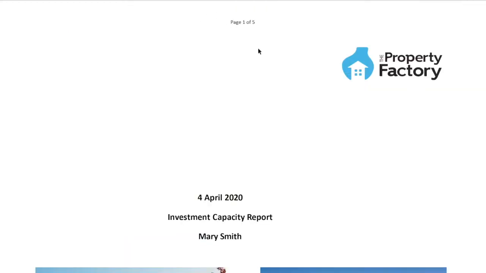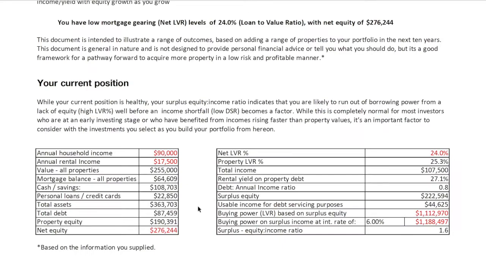Okay, so the next and final report we want to go to is Mary Smith. So Mary's more balanced as an investor, and let's look at her numbers. Mary's got net gearing of 24%, household income of about $107,000 when salaries and rents are combined, and net equity of $276,000. Unlike the previous 2 examples, we can see there that on both buying power based on surplus equity and buying power based on surplus income, Mary can purchase about $1.1 million worth of property right now.